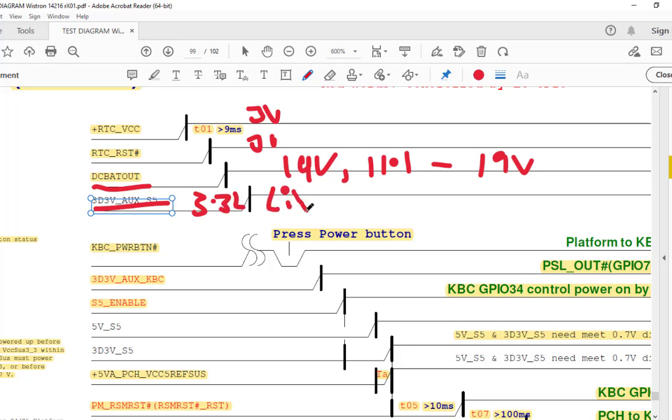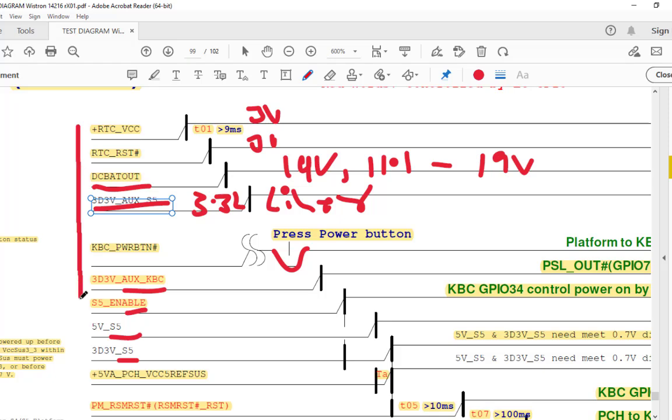This is a linear voltage, VRG3. After that, when you press the power button, the 3 volt goes to 0. It will remain 0 until we release the power button, and once we release it, it comes back to 3. So the pulse will be generated, and all the signals will be generated one after another.